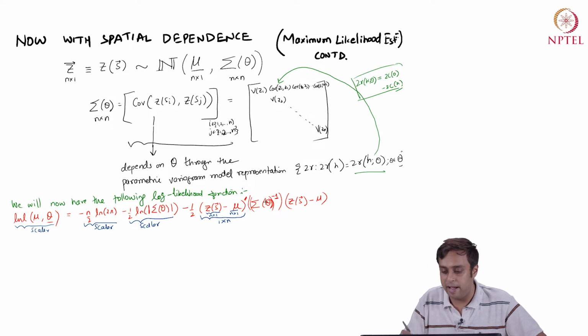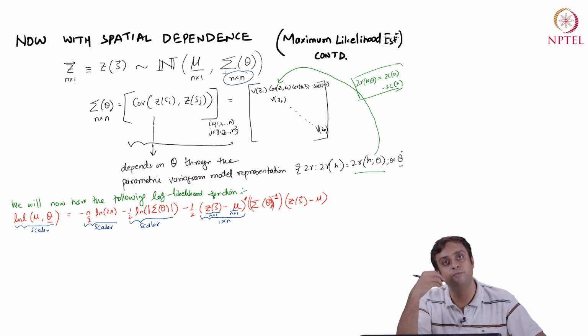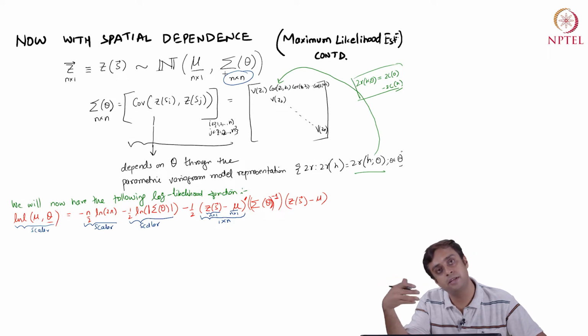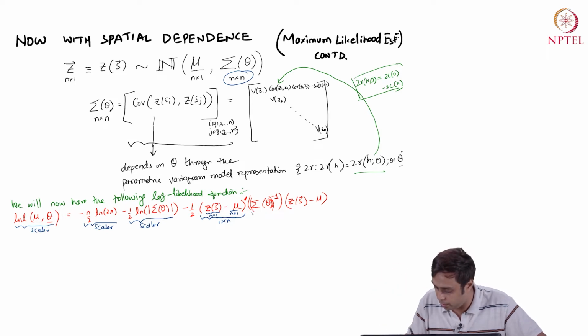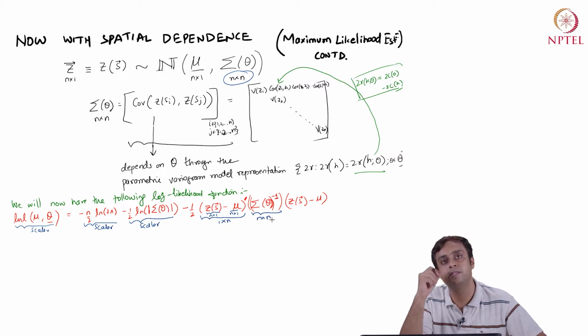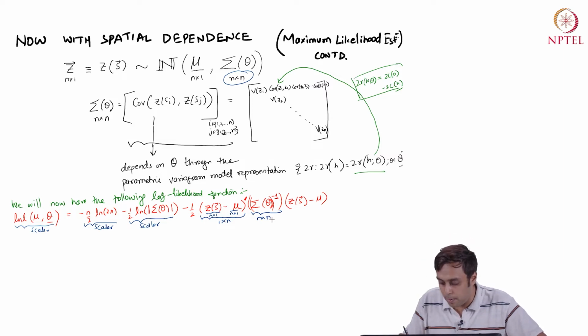Sigma theta is n by n, right. Its inverse, an n by n matrix, is also n by n. So I am going to have n by n in the middle part of this sandwich, and the last part is going to be n by 1 minus n by 1, so the whole thing will be n by 1.